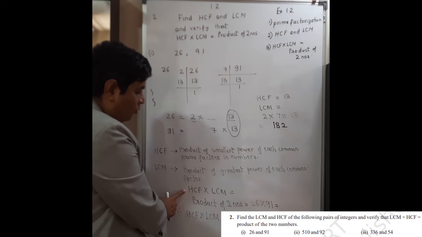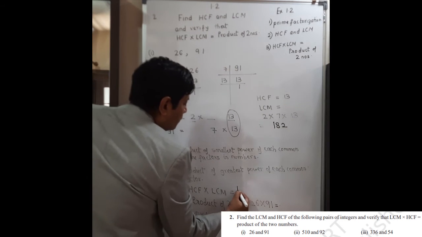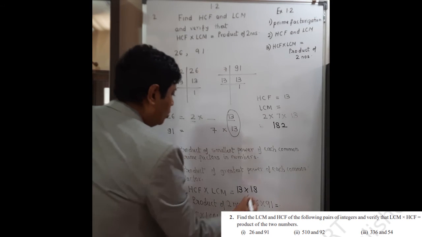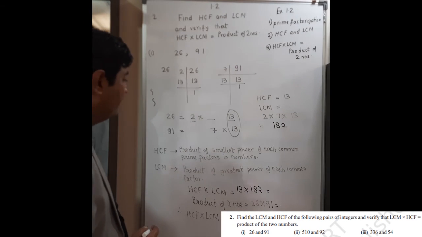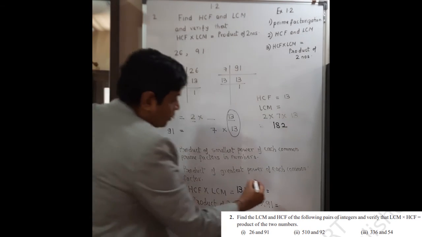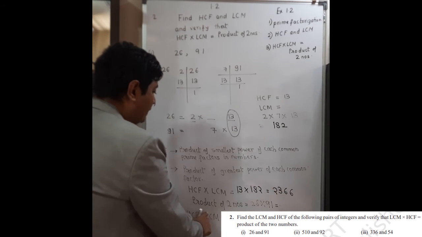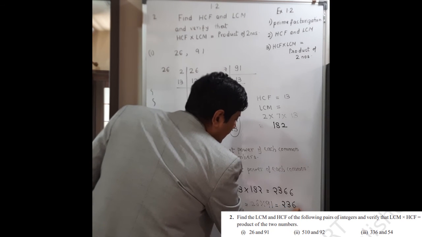Now we will see the formula. What is HCF into LCM? HCF is 13 multiplied by LCM, which is 182. So what is the answer? 13 into 182 will be 2366. And if you do the multiplication of 26 into 91, the answer will be 2366.